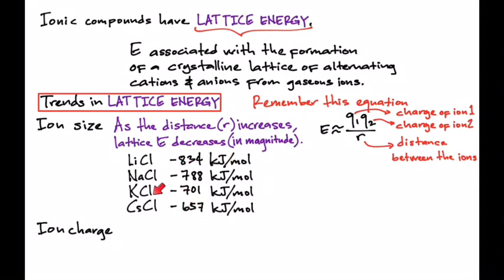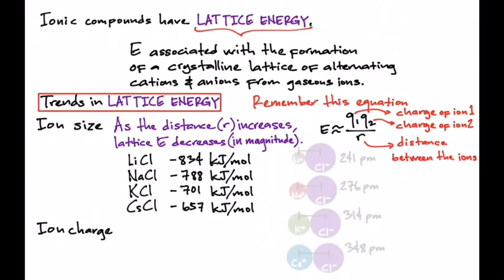So you can see that the lattice energy of lithium chloride is negative 834 kilojoules per mole. The lattice energy for cesium chloride is negative 657 kilojoules per mole. So in terms of magnitude, lithium chloride has a larger lattice energy compared to cesium chloride's lattice energy.